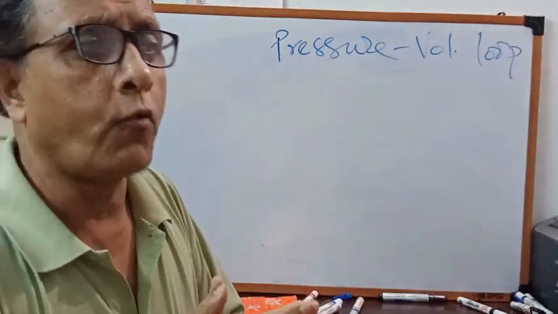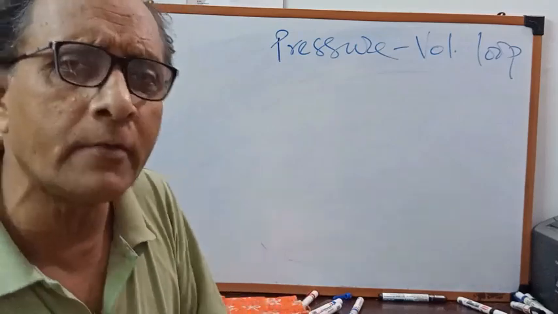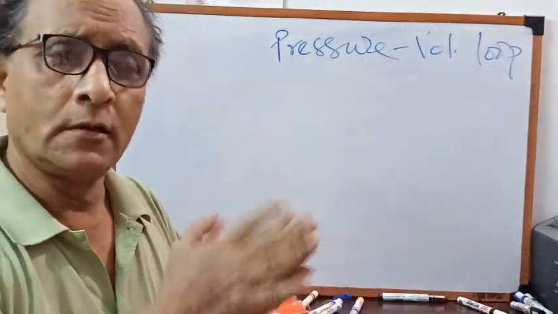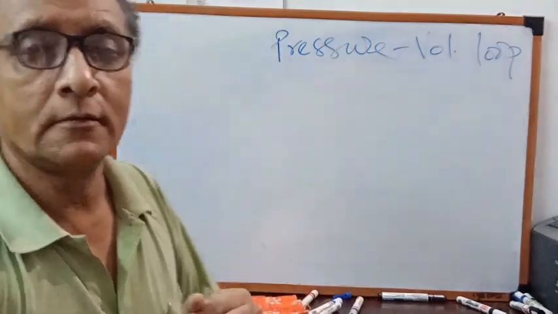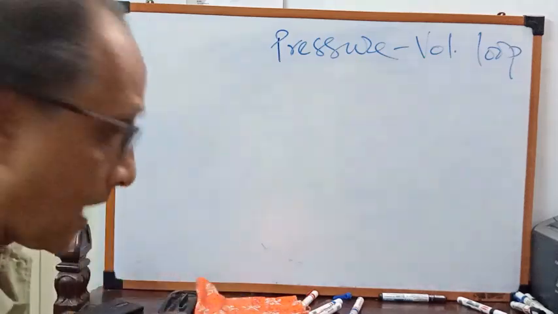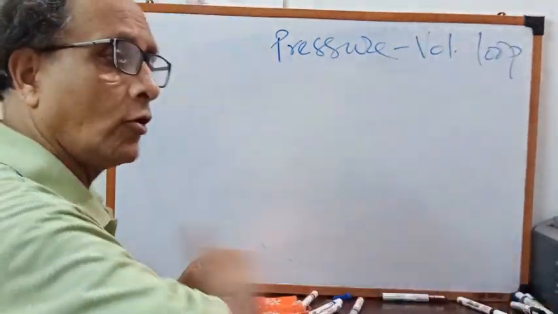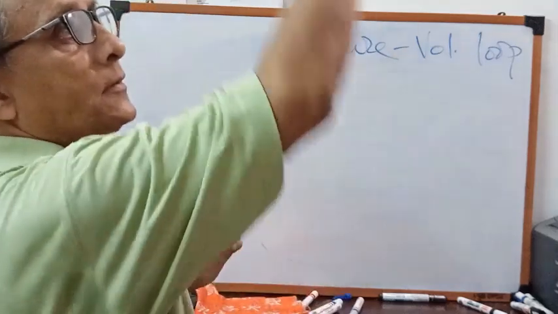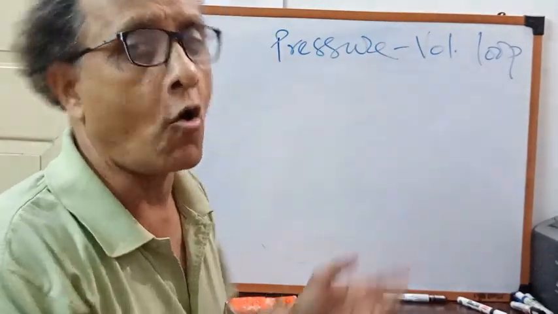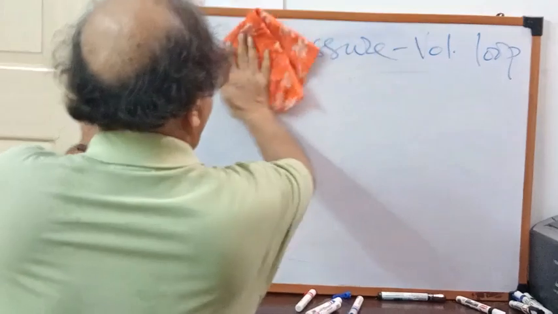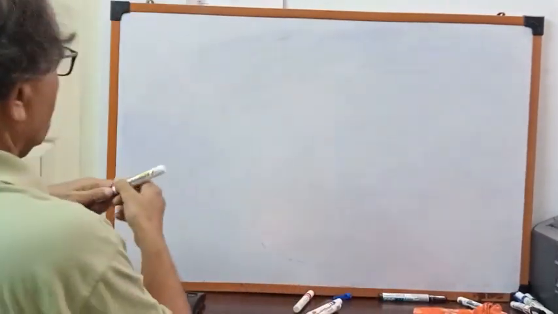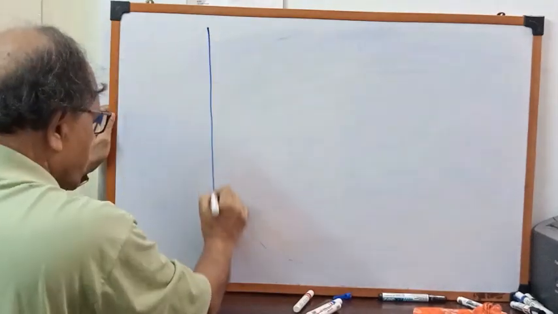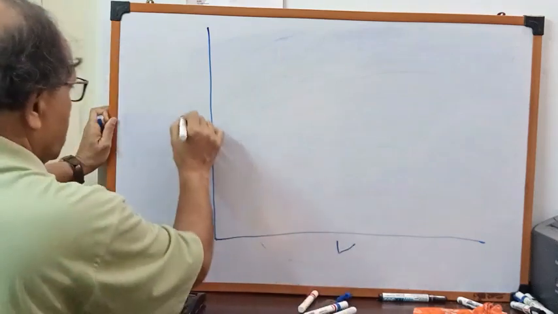So here volume will be taken as independent variable and plotted on the x-axis, and pressure is taken as a dependent variable and plotted on the y-axis. So ventricular volume is in the abscissa and the pressure is on the ordinate. So let us do that. So this is the frame of reference. This is volume and this is pressure.